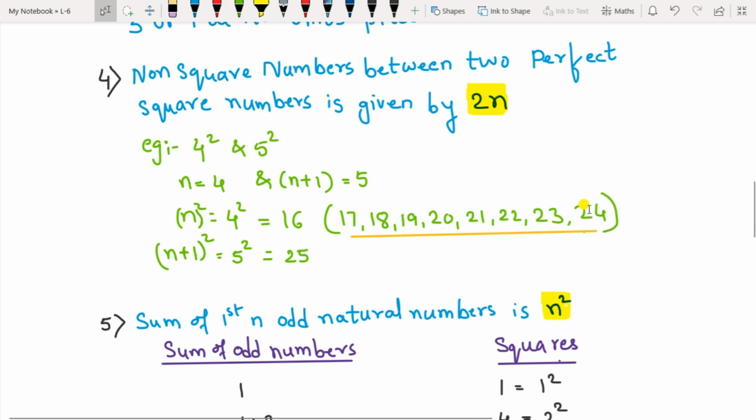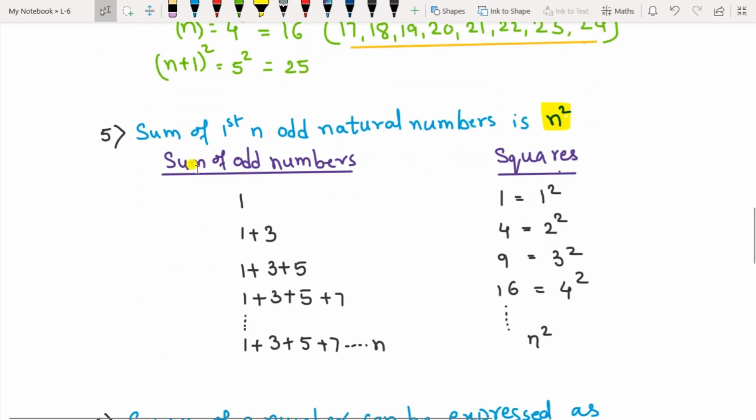These are a total of 8 numbers. So you can get this by the simple formula 2n. If we substitute the value of n as 4, 2 into 4 is 8. So there are 8 numbers in total. You can find the number of non-square numbers between two perfect square numbers by the formula 2n.